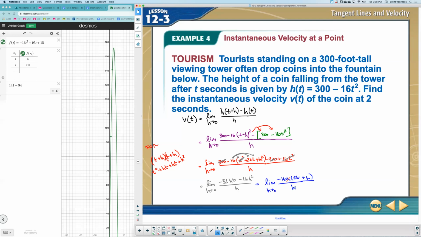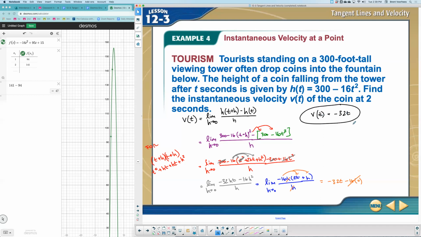We can see here that these h's will simplify with one another, and so I can just directly substitute. I guess I didn't have to take out the h because I'll end up distributing this right back here. It'll be negative 32t, and I'm putting in a 0 here for h, so it'd be negative 16 times 0, which simplifies. And so the velocity function would equal negative 32t.